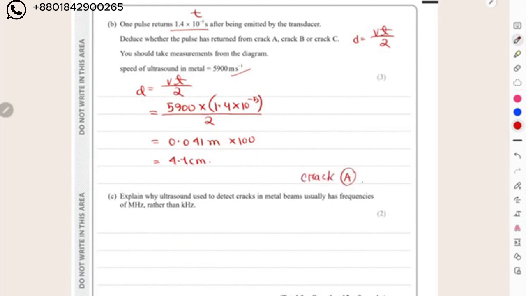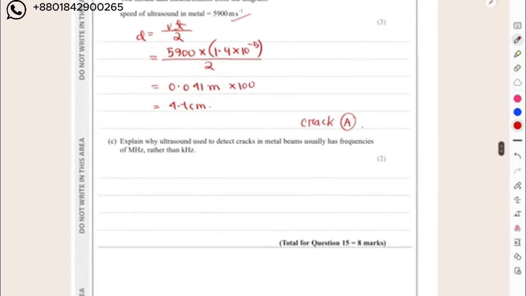Obviously, I use the mark scheme. That's why I know for crack A, the distance was 4.1. You are supposed to do that measurement with the diagram and then match the values. Whatever value was closest to this 4.1 centimeters, you just choose that crack.